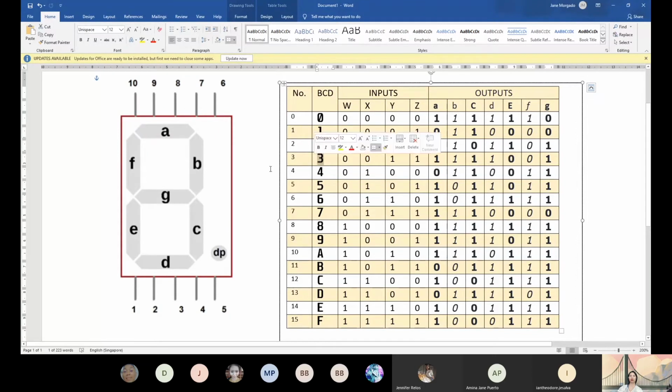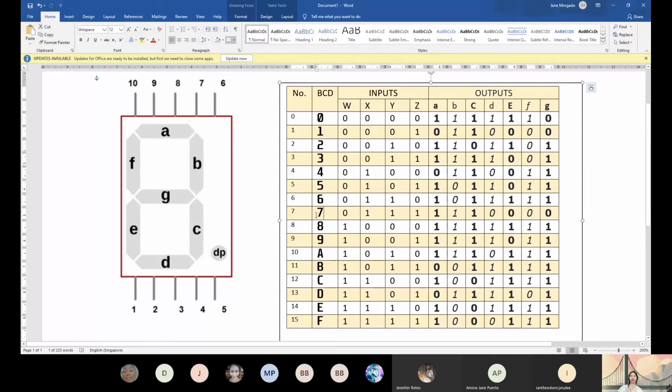to have an output display of 3, just like this one, you need to light up A, B, G, C, D. How about 4? F, G, B, C. Yung mga iilaw, ha? And then for 5, we need to light up A, F, G, C, D. For 6, we have A, F, G, E, D, C.